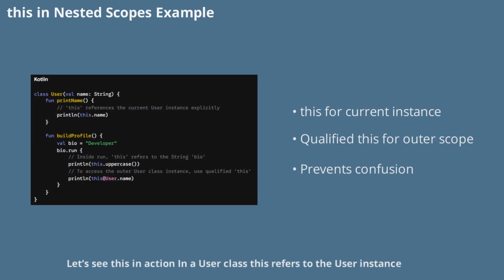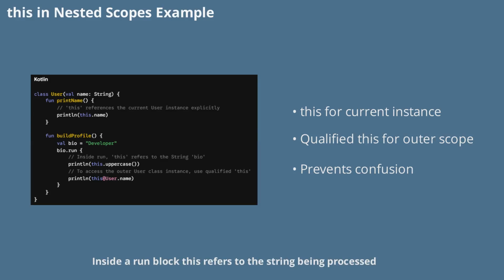See this in action. In a user class, this refers to the user instance. Inside a run block, this refers to the string being processed. To access the outer user, you use a qualified this, like this@user. This makes your code precise and avoids accidental mistakes when working with nested scopes.